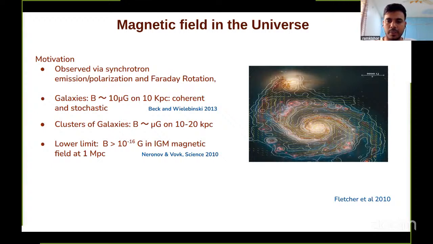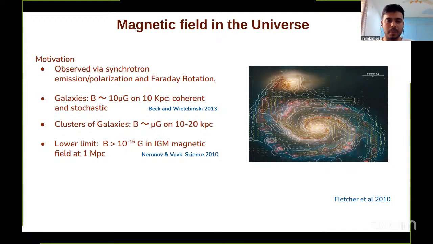To give you an example, this is an optical image of the M51 galaxy with white radio contours, and the arrows show the distribution of the magnetic field in this galaxy. As you can see, this is typically ordered over the size of the galaxy. If you go to large structures like clusters of galaxies, a similar magnetic field has been observed, typically ordered over 10 to 20 kiloparsecs.